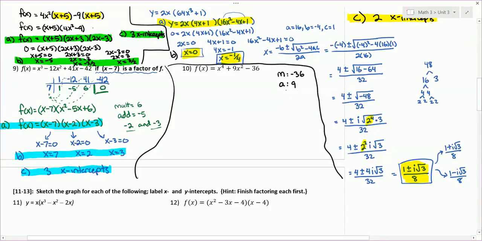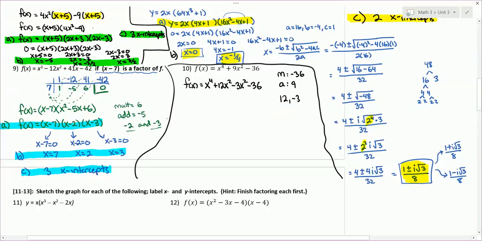So in this case, 12 and negative 3 would work, because 12 times negative 3 is negative 36, and 12 plus negative 3 is 9. So then we split this up. f of x equals x to the 4th, we're splitting up the 9x squared into 12x squared minus 3x squared, minus 36.